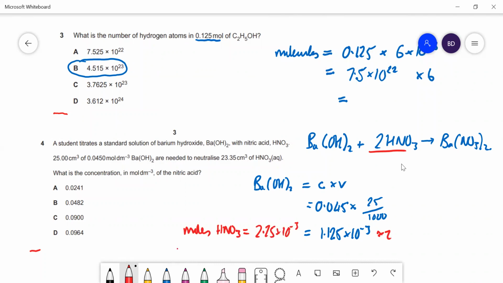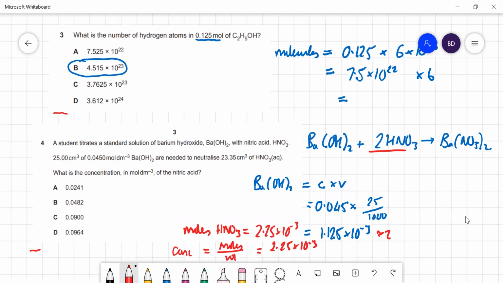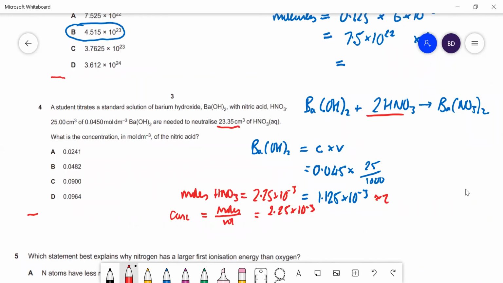And finally, our concentration of nitric acid is equal to moles over volume. So 2.25 times 10 to the minus 3 divided by the volume, which is 23.35, so that's 0.02335. That gives us 0.096. It's this one here. Okay. So you have to know the equation, and then you have to just be able to do volume calculations.